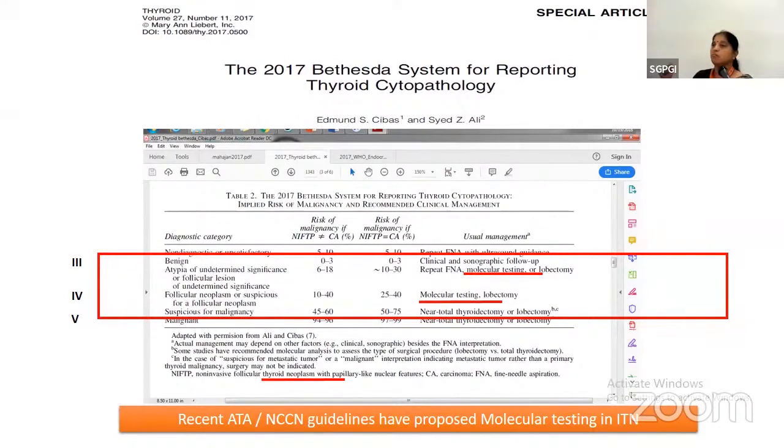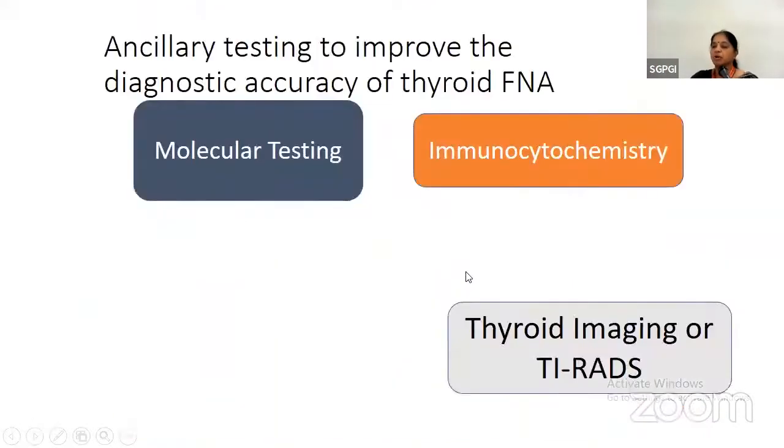In our institution, they want a category 6 report before this. And he started giving me a lecture on the complications of thyroidectomy, lifelong L-thyroxine, hypoparathyroidism, etc. I said, I'm fully aware of all that, Doctor, but you see, I have my limitations. But that's how it goes. So you can go for repeat FNA or molecular testing.